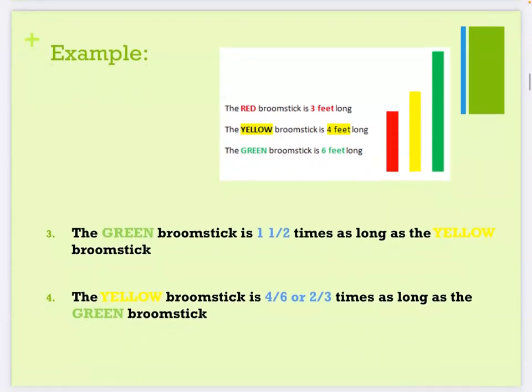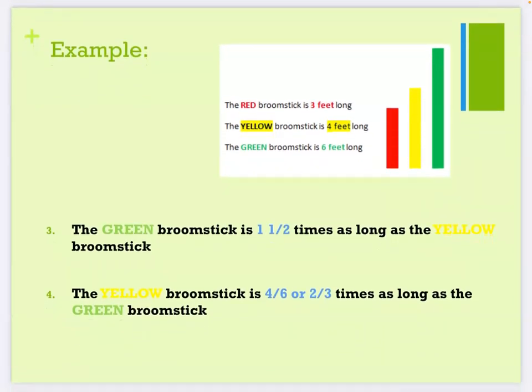All right. Did you get these answers? The green broomstick must be 1.5 times as long as the yellow broomstick, because the green broomstick is 6 feet long, the yellow broomstick is 4 feet long, so 6 divided by 4 is 6/4, which would simplify to 3/2, or if you want to write it as a mixed number, it would be 1 1/2. So the green broomstick is 1 1/2 times as long as the yellow broomstick.